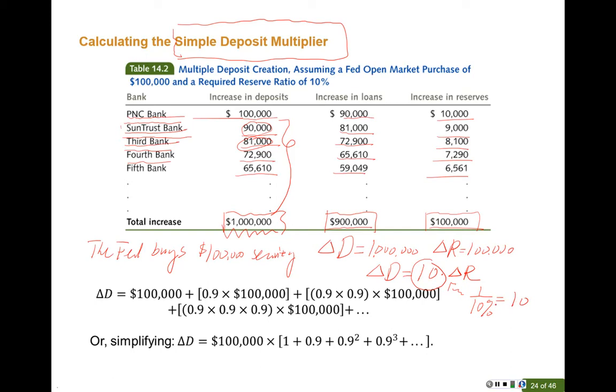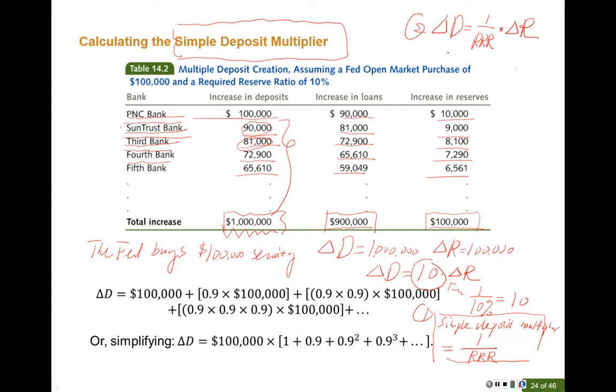So next time if you want to calculate the simple deposit multiplier, you don't need to show the whole T account we showed previously. You can simply calculate: simple deposit multiplier equals 1 over the required reserve ratio. So that's the formula you need to keep in mind. The second formula you need to keep in mind is that the change in the deposit in the simple deposit creation process equals the simple deposit multiplier, that's the inverse of the required reserve ratio, multiplied by the change in the reserve in the whole banking system. So that's the second equation we can learn from this whole story.